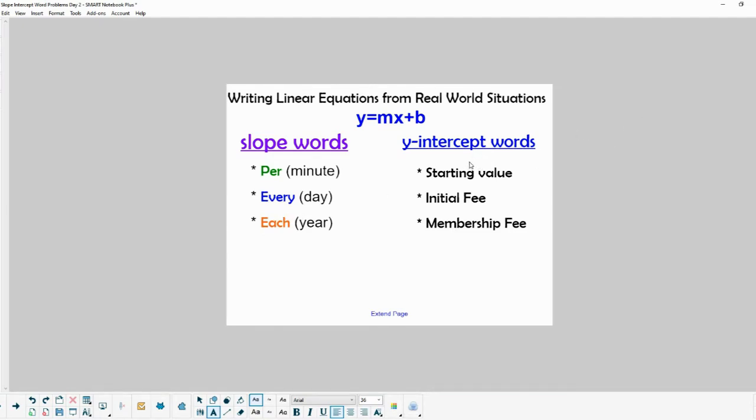Y-intercept words, on the other hand, are going to be words where you're talking about a starting value, initial fee, just a fee like that, or like if you go bowling, it usually costs $2 for your shoes, and then maybe $4 per game. So those are the kind of things you're going to be looking for.